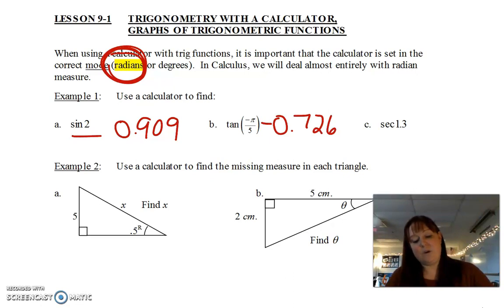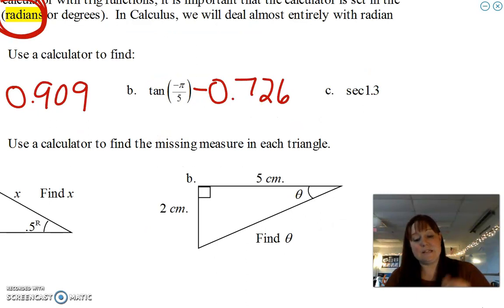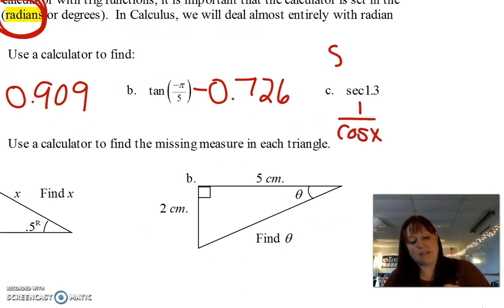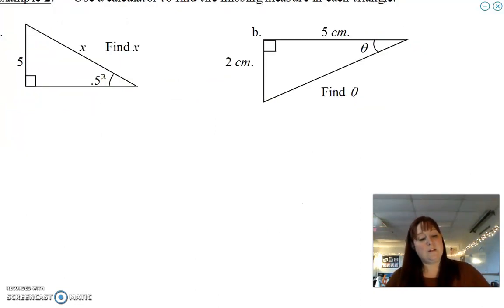Okay, now secant of 1.3, and you're like, but I don't have a secant button. Well, what is secant? Secant x equals 1 over cosine of x. So secant of 1.3 would equal 1 over cosine of 1.3. You just plug that into your calculator, and you get 3.738.